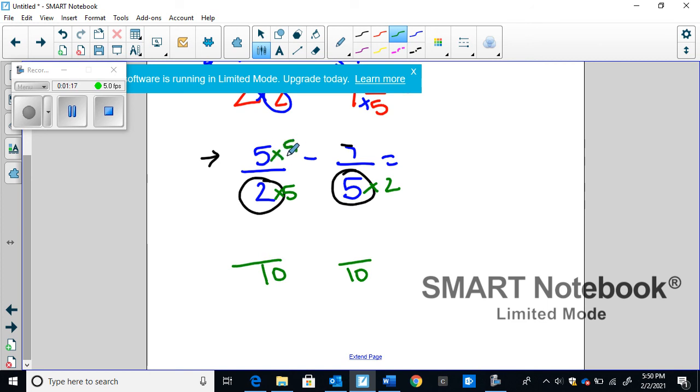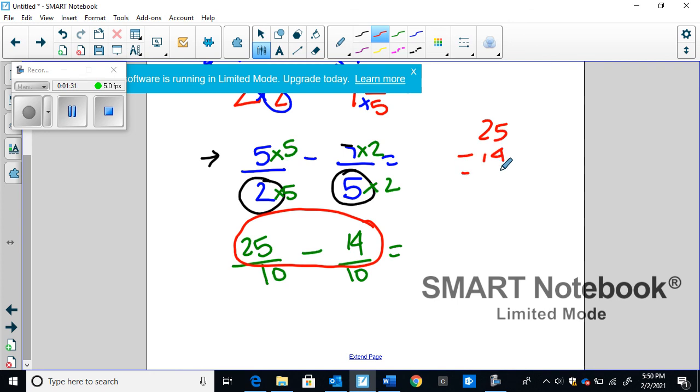Now what I do to the bottom, I have to do to the top. So if I multiply by 5 down here, I have to do it on top. So I have 25 up here minus 14 over here. And now, since the bottoms are the same, the denominator is the same, I can just go 25 minus 14, which is 11 over 10.